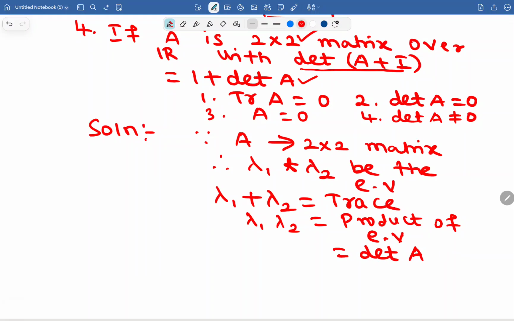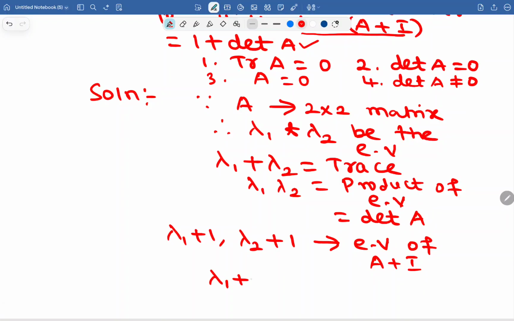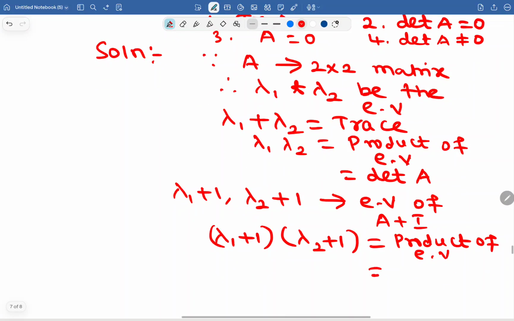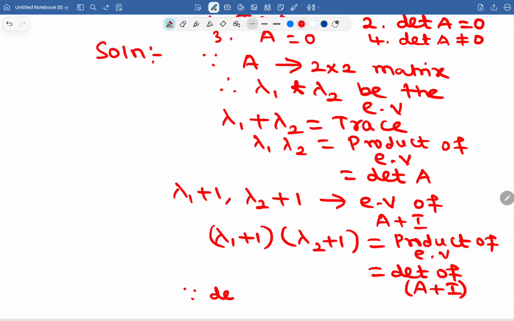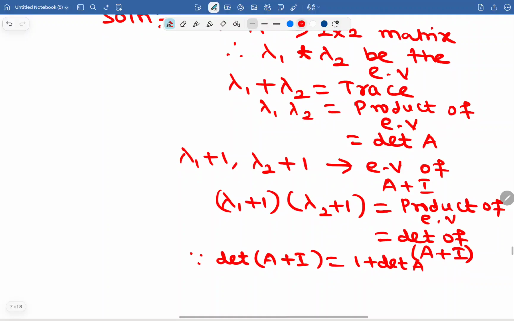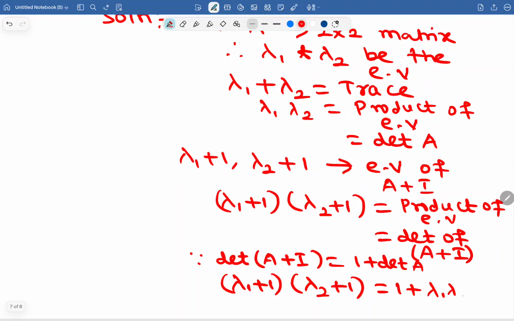If lambda 1 and lambda 2 be the eigenvalues of A, then lambda 1 plus 1 and lambda 2 plus 1 are the eigenvalues of A plus I. Lambda 1 plus 1 into lambda 2 plus 1 is the product of eigenvalues, which is nothing but determinant of A plus I. Since in the problem itself it is given determinant of A plus I equal to 1 plus det A. Determinant of A plus I is nothing but the product of eigenvalues lambda 1 plus 1, lambda 2 plus 1, which equals 1 plus determinant of A, the product of eigenvalues for the matrix A.